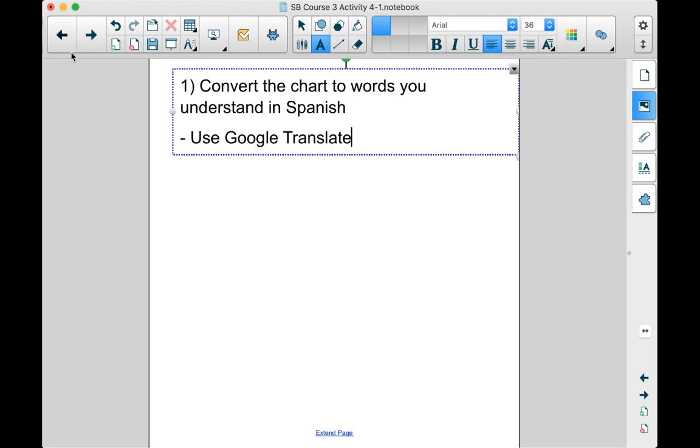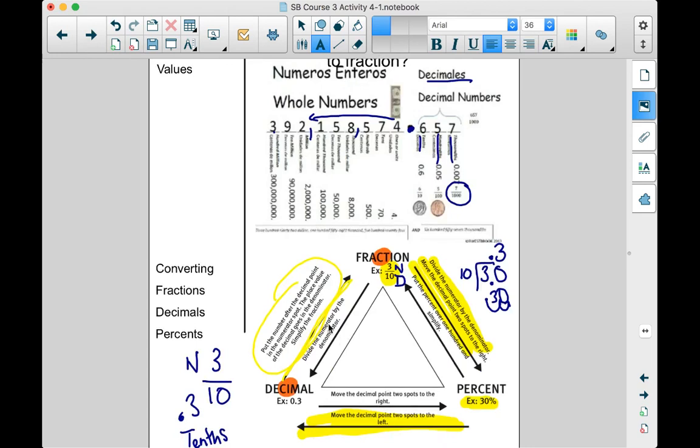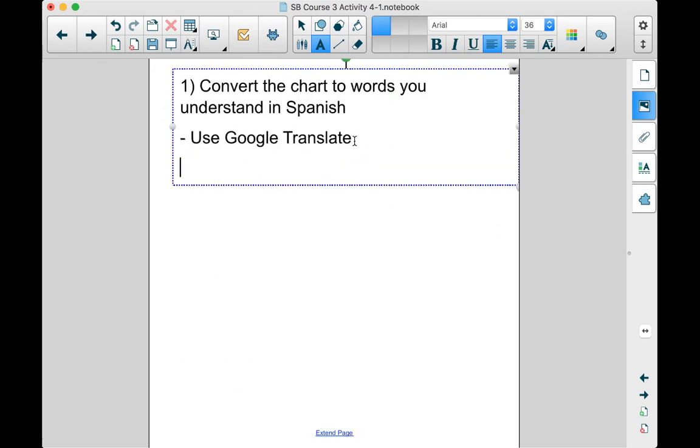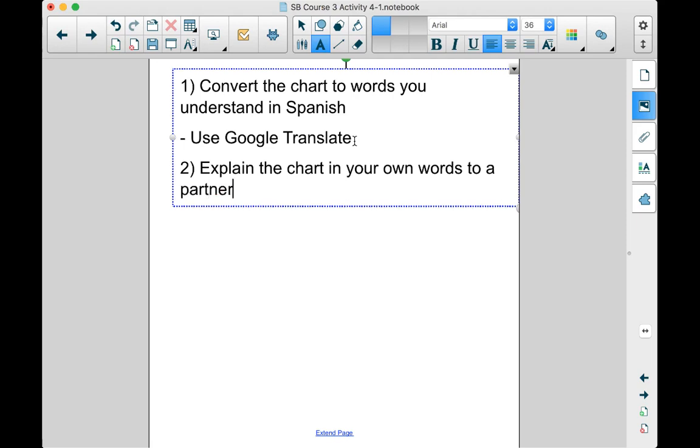For example, you may need to look up the Spanish word for left. You may need to look up the Spanish word for right. But I want you to make this chart your own in a language that you can understand. The second thing I want you to do is explain the chart in your own words to a partner.